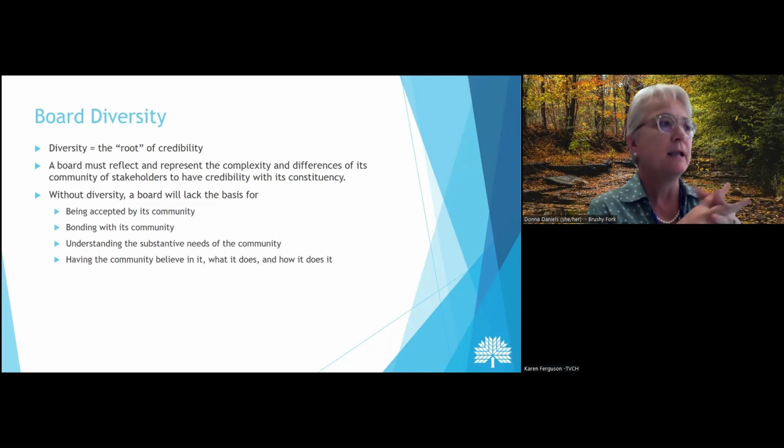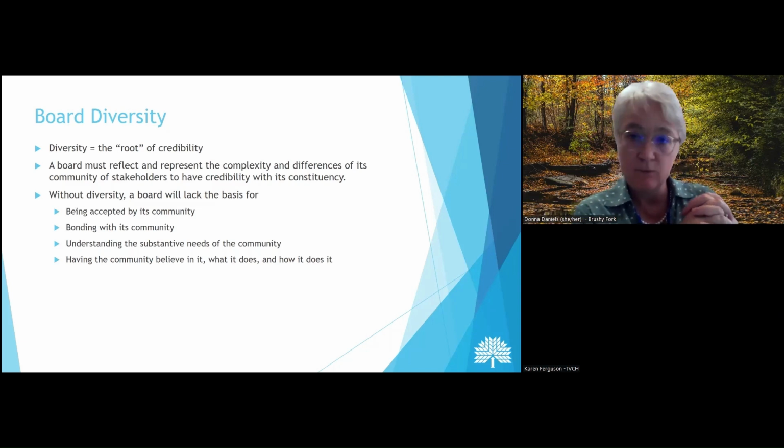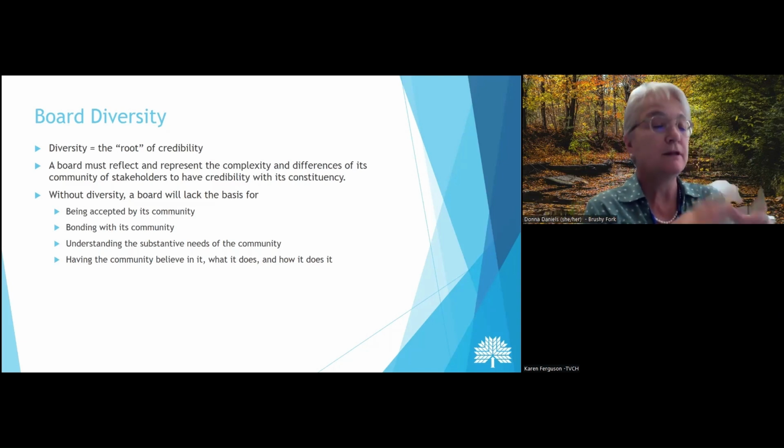They could lack being accepted by the community that you're serving. They could see your organization as just listening to outsiders and not bringing in the community. So your board might not be very well bonded with the community if you don't have that kind of diversity. It might lack understanding of the substantive needs within the community, and the community may not believe in your board and what it does and how it does it.